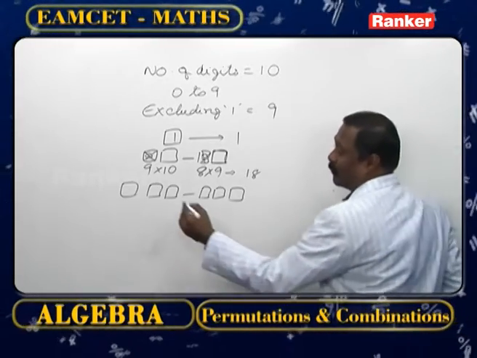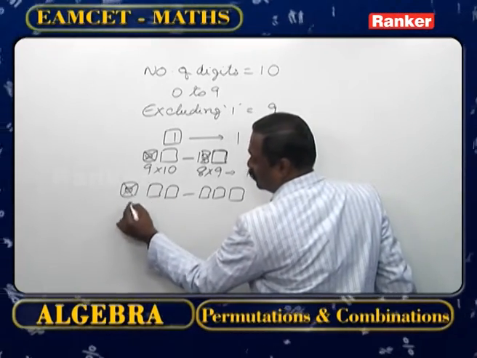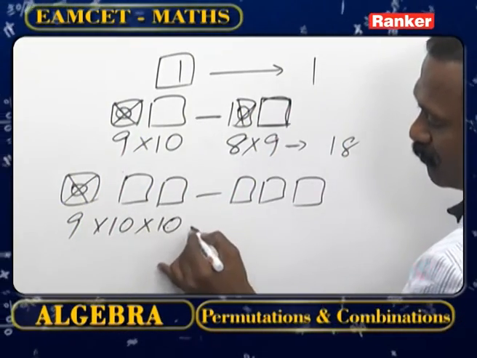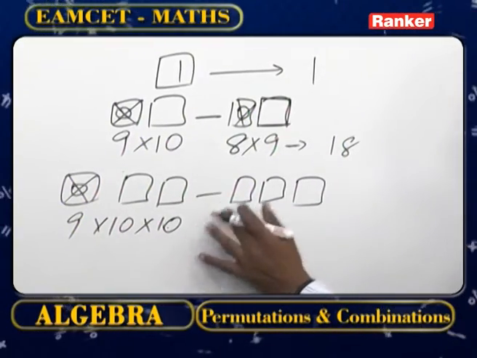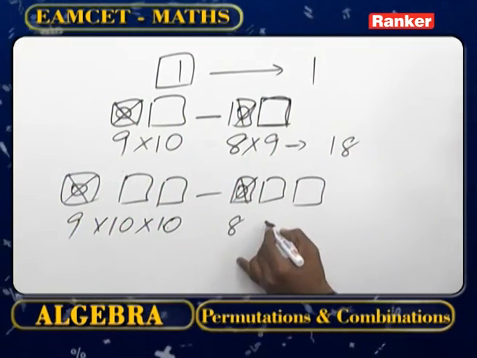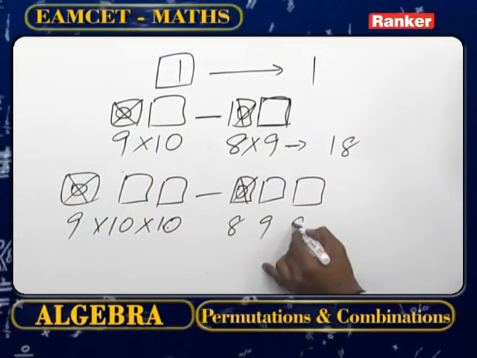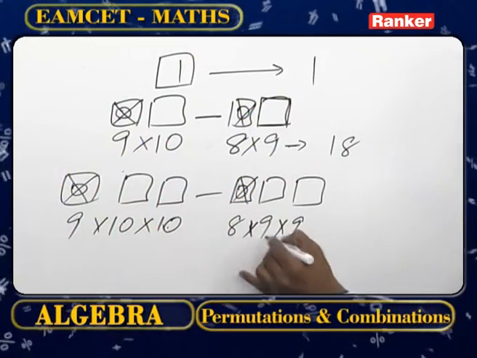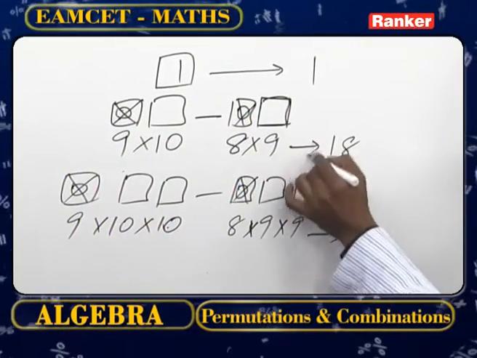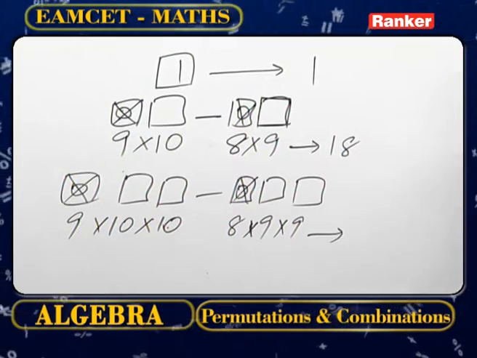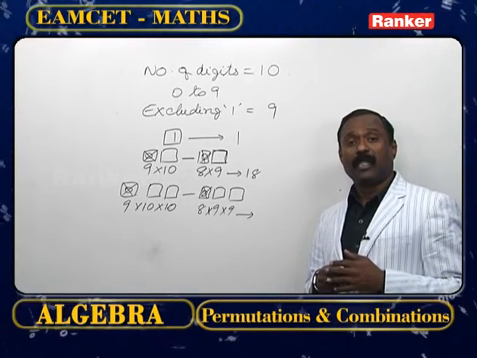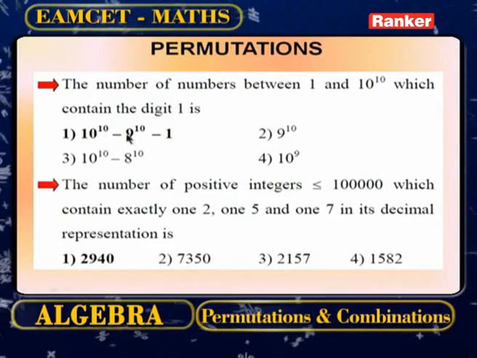you can see 0 should not be there. So 9 ways, here 10 ways, here 10 ways, and here 0 should not be there. Here 8 ways, and here 9 ways, here 9 ways. So 8 into 9 into 9. If you simplify this, you will get such a series which gives you the option 10 power 10 minus 9 power 10 minus 1.